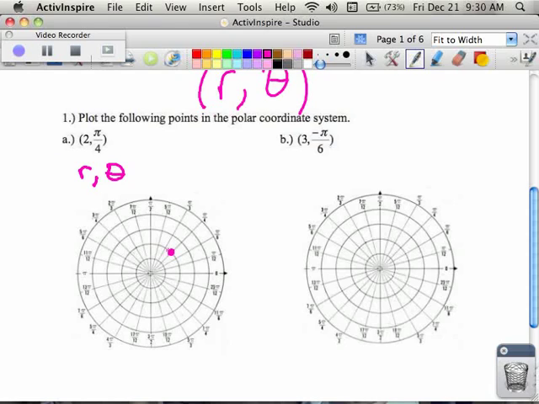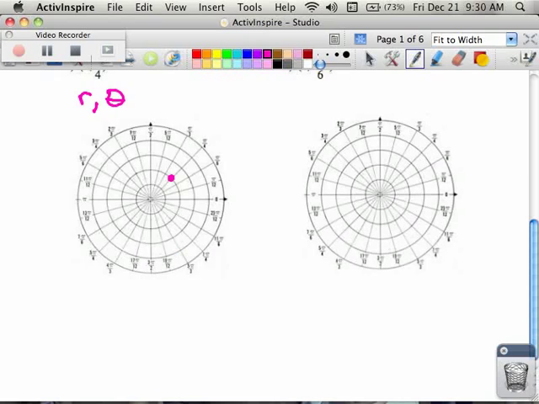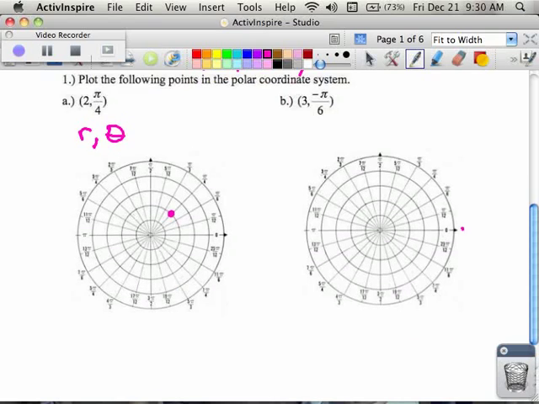And the next one, 3, negative pi over 6. The negative pi over 6 says instead of spinning counterclockwise, I spin clockwise. And then walk out 3 units. So here's negative pi over 6 right here. And then I'm going to walk out from the pole 3 units. So 1, 2, 3. Here's where I am. The only thing that the negative does is it tells you spin in a different direction. We already learned about that back when we were talking about the unit circle. Questions on either of these?